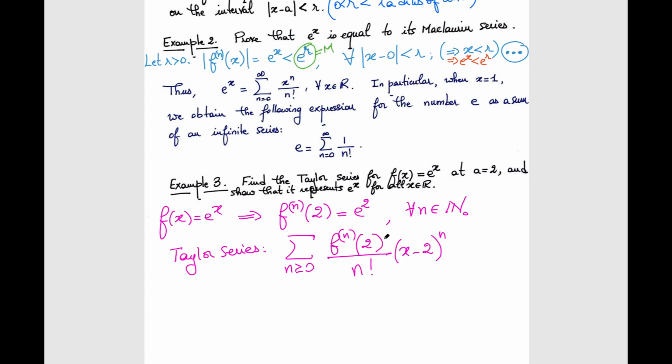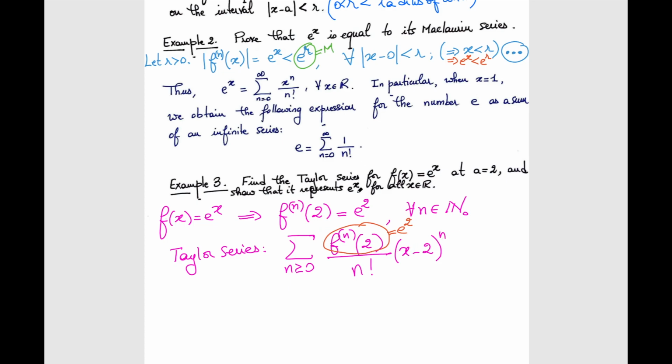And what is that? This guy is e squared, right? So this becomes, actually I'm going to highlight it. This is e squared based on what we just discussed above, right here. Okay, and we get this. So the Taylor series expansion of the function f at a equals 2 is going to be like this, summation, and that series starts at 0, e squared over n factorial x minus 2 to power n.